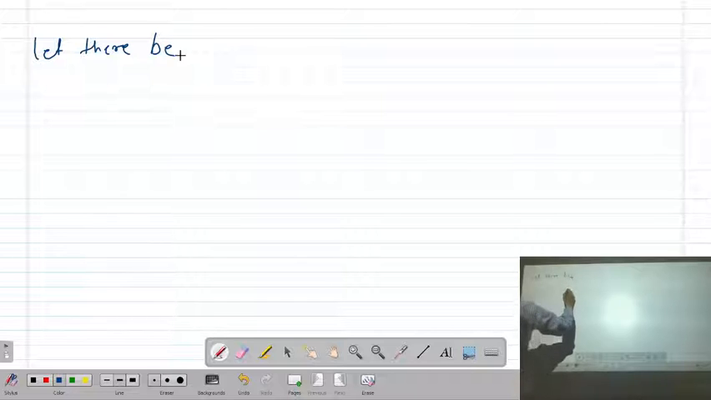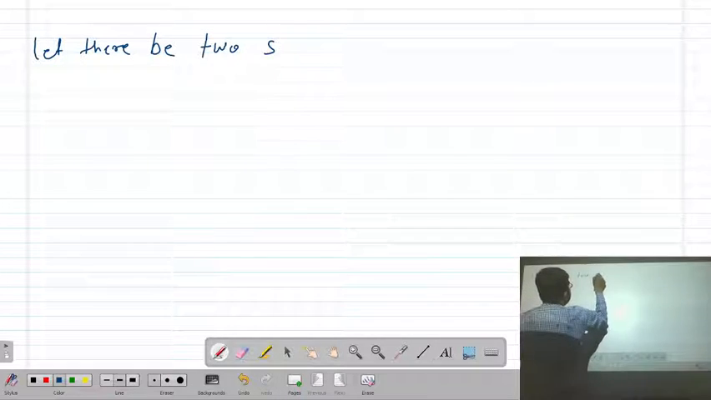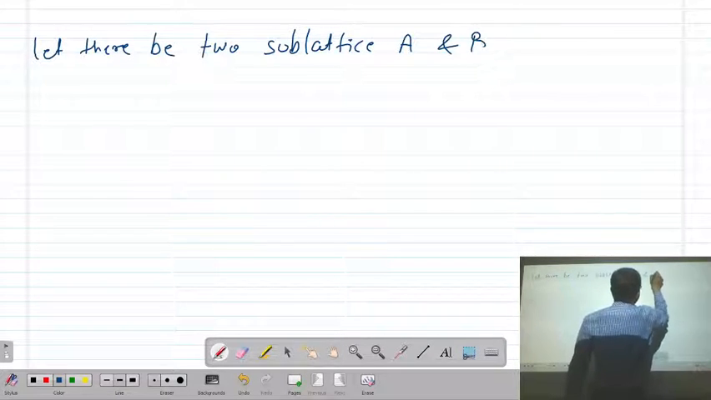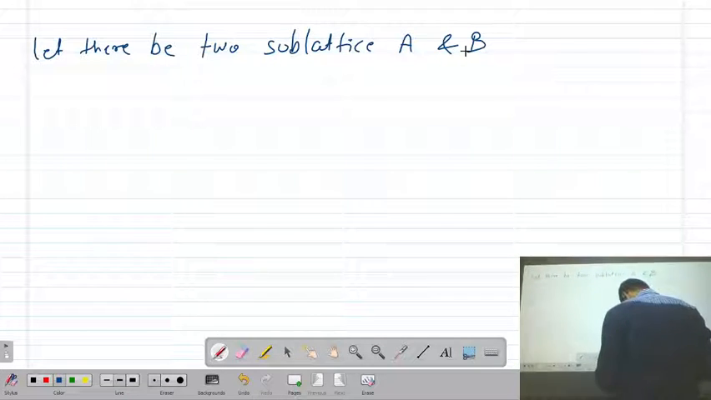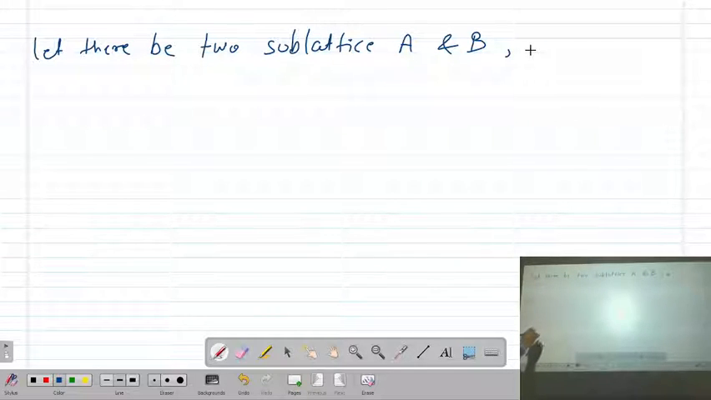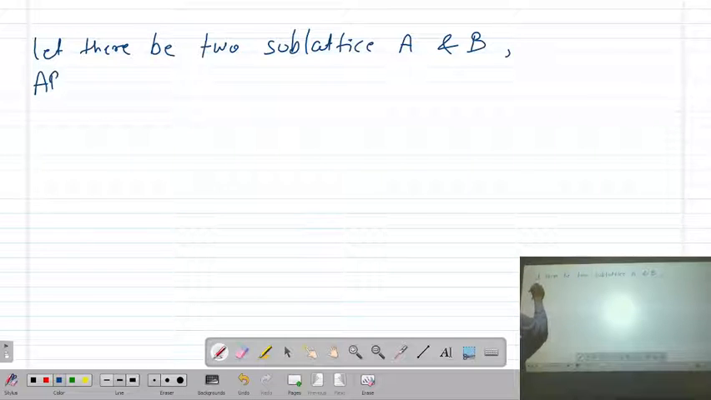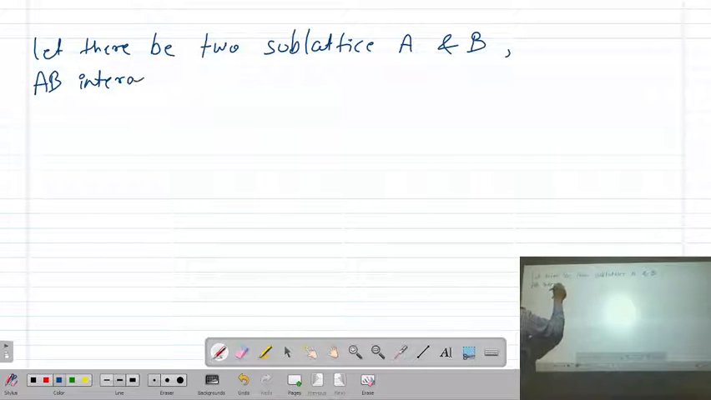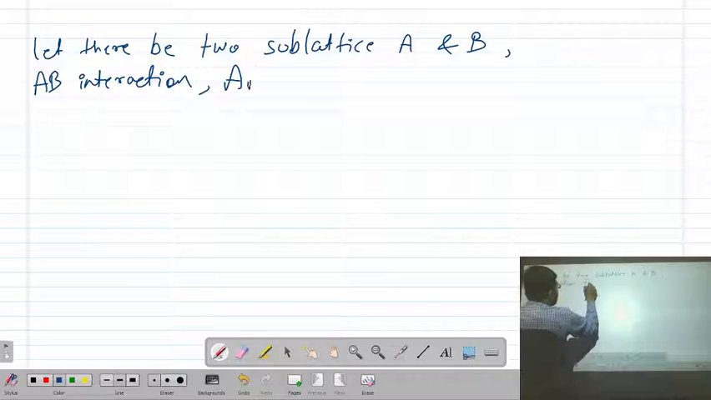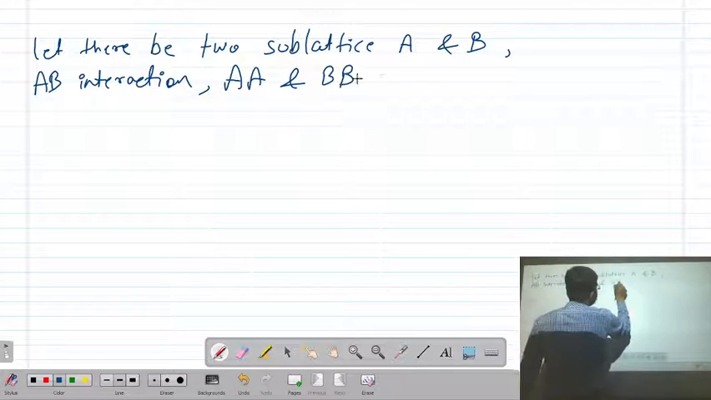So, starting our derivation, let there be two sublattices, A and B. Besides an antiferromagnetic AB interaction, we will also have AA and BB interactions.